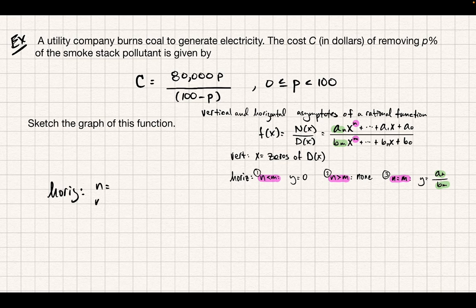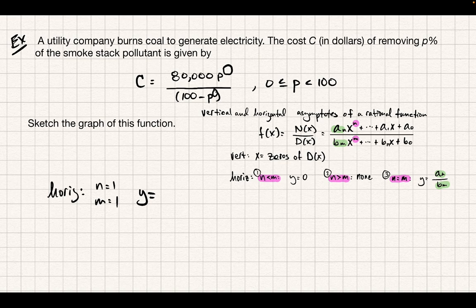n is 1. Where did you get that? There's no power, there's none. Well, it's an implied 1. Yeah, so it's implied 1. So n equals 1, and m equals 1, implied 1 as well. So it's 1 over 1. So the horizontal asymptote is at y equals 1.